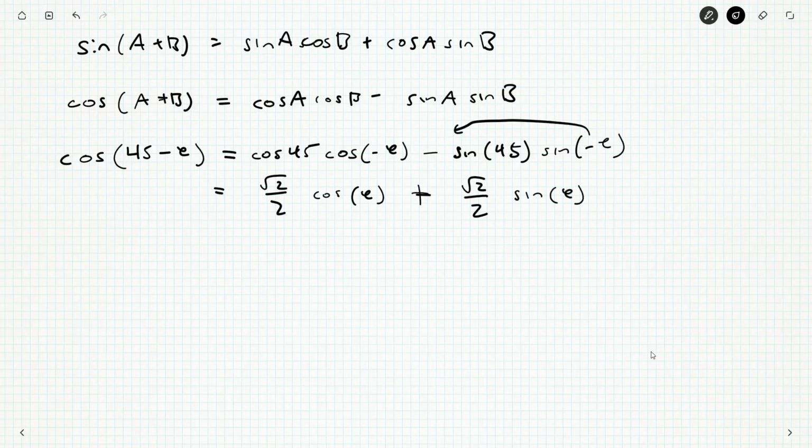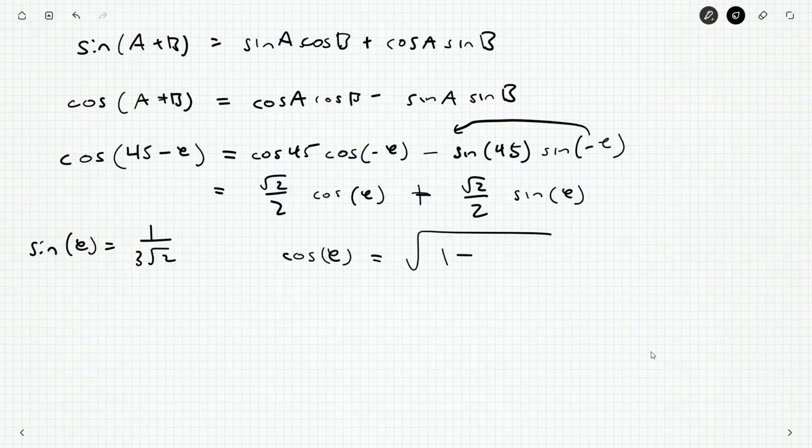Okay. Now, I know that sine of phi is 1 over 3 root 2, and cosine of phi is going to be the square root of 1 minus this thing squared. So that'll be 1 minus 1 over 18, since 3 squared is 9 and root 2 squared is 2. So this will be the square root of 17 over 18, a yucky, yucky number. But there we go. Let's call it root 17 over 3 root 2.